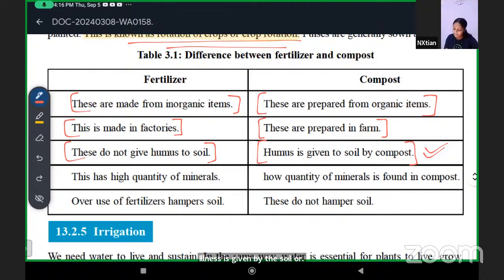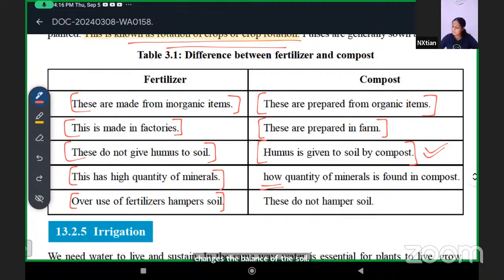Then fertilizers have a high quantity of minerals. How much of minerals is found in compost? I think it's high. High must be written. Overuse of fertilizers hampers the soil. It changes the pH of the soil. It makes it more acidic. It changes the balance of the soil.